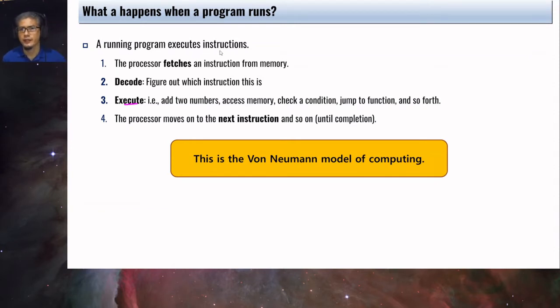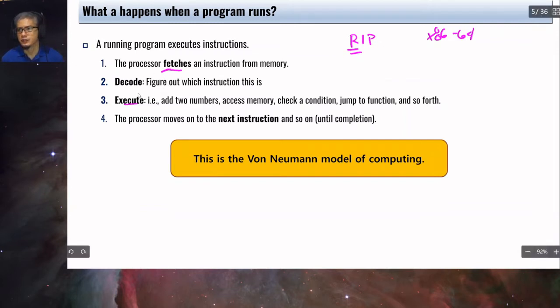So, run a program, executes instructions, and it is the processor that fetches the instruction from memory. And we have, in the case of x86-64, which is the ISA that you studied in COMSAI 131, a special register called the instruction pointer, which basically contains the address of the next instruction to be executed.